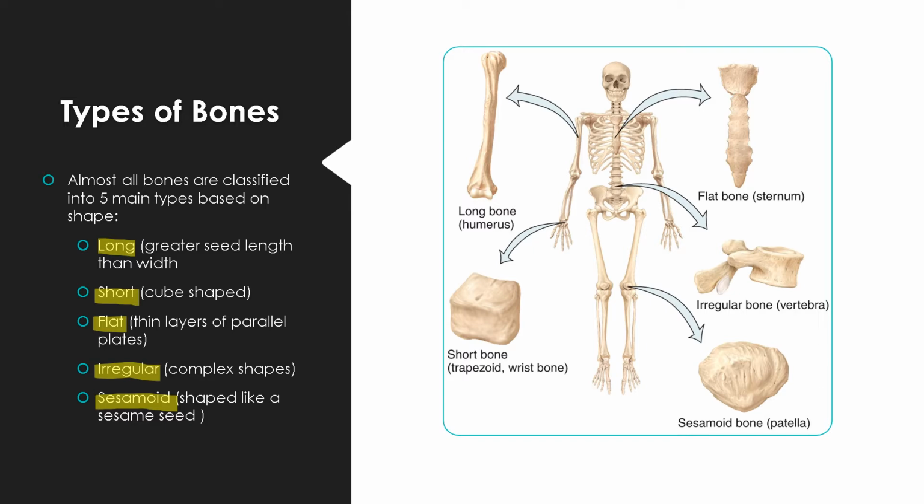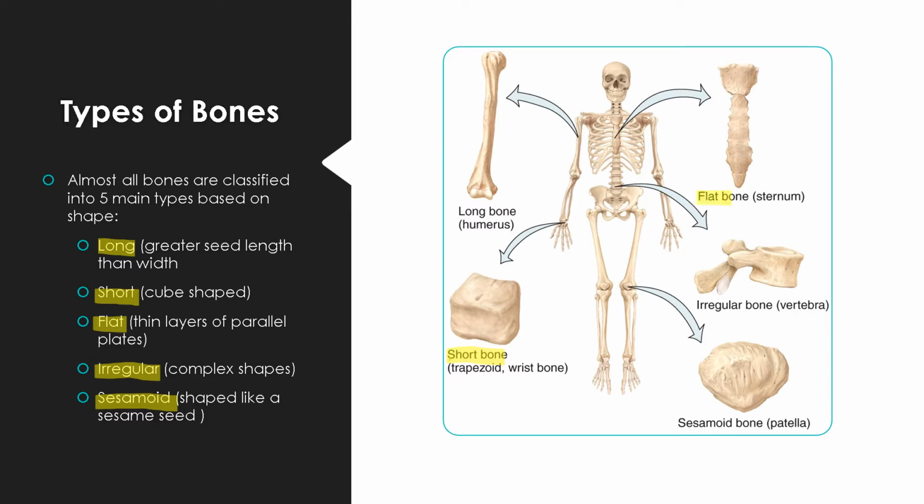Next, we have short bones. These are going to be somewhat cube-shaped. You can see one here. And they're almost equal in length to their width. Now they do consist of spongy bone tissue except for around the surface where it is compact bone. Examples of short bones are going to be the carpal bones or the wrist bones, and most tarsal bones, which are the ankle bones.